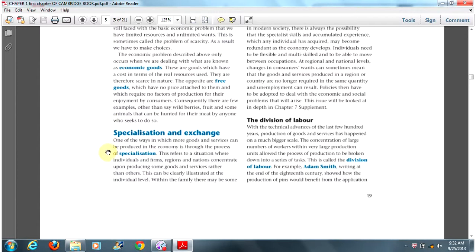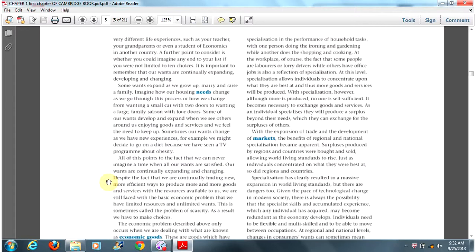This refers to a situation where individuals and firms, regions, and nations concentrate upon producing some goods and services rather than others. This can be clearly illustrated at the individual level. Within the family, there may be specialization in the form of household tasks, with one person doing ironing and gardening while another does the shopping and cooking. At the workplace, of course, the fact that some people are laborers or lorry drivers, while others have office jobs, is also a reflection of specialization.